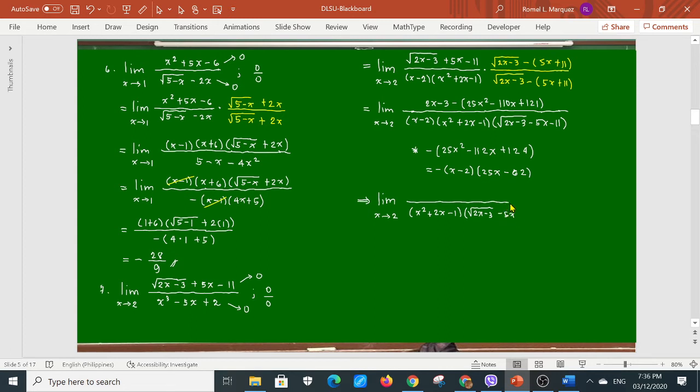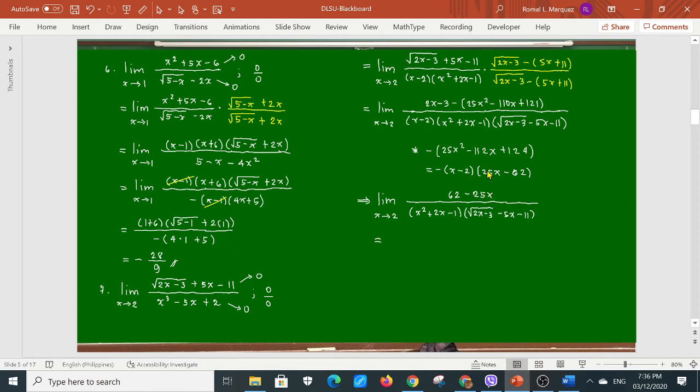Negative 5x. Yan. And then, okay, kulang, sorry. Minus 11. Okay? Ang numerator, negative. Ano na lang natira, children? 25x, isasama ko na yung negative. Negative, so negative, positive 62 minus 25x. I remove already the common, ha? Did you get that, children? Ito, pwede nang equal.